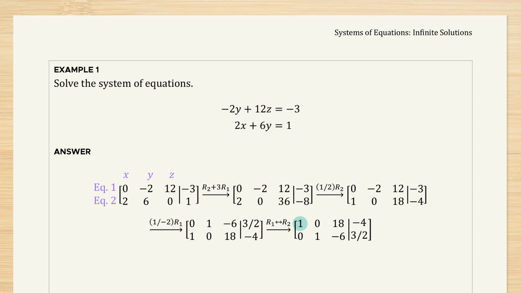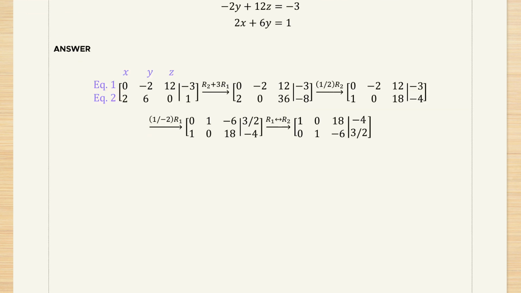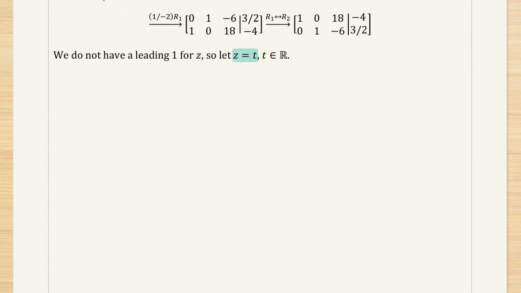We have a leading 1 in the x column and a leading 1 in the y column, but no leading 1 in the z column. Therefore, we're going to let z be a parameter. Let's call it t. We now interpret this matrix to get the solution set for x, y, and z.